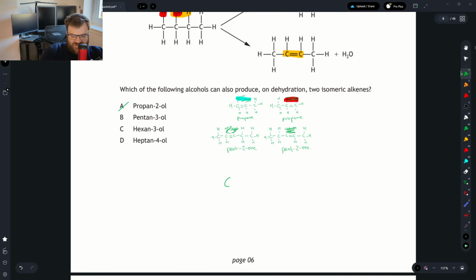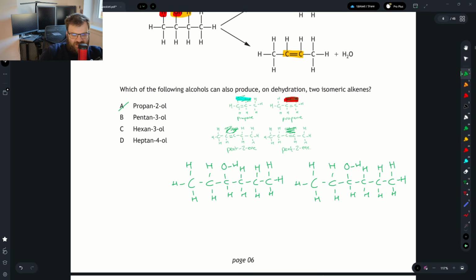Moving on to hex, which is 6. You can either take the hydrogen on the left of the OH, put a double bond there, which would make this hex-2-ene, or I could take the one on the right hand side, which would make hex-3-ene. That will be our correct answer.